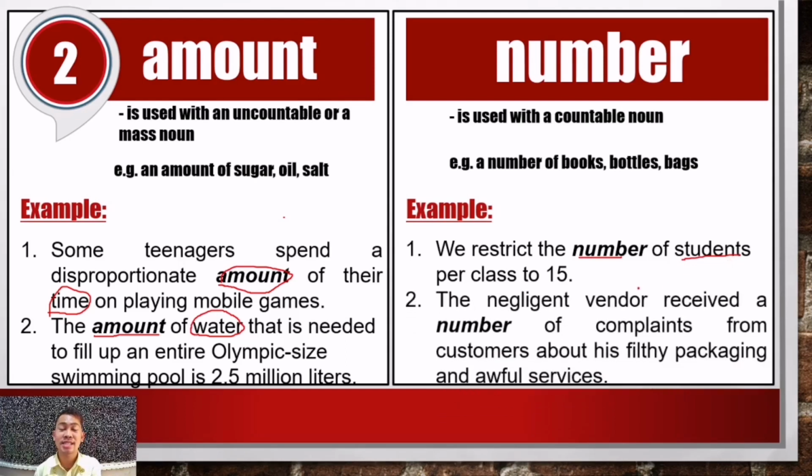The other sentence, the negligent vendor received a number of complaints from customers about his filthy packaging and awful services. The word number is also followed by a countable noun, which is complaints. So that would only mean that the word amount is used kapag hindi po nakakount yung ating noun. And then we use number if the word that comes after it is nakakount po. Alright, I hope alam niyo na po ang difference between the words amount and number.